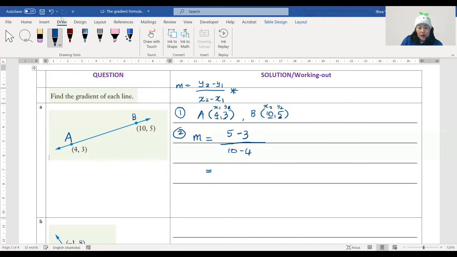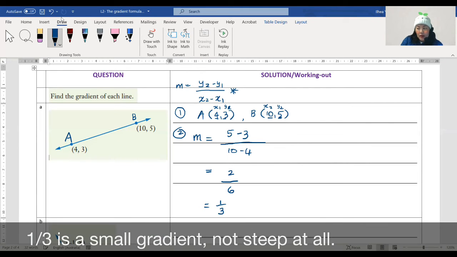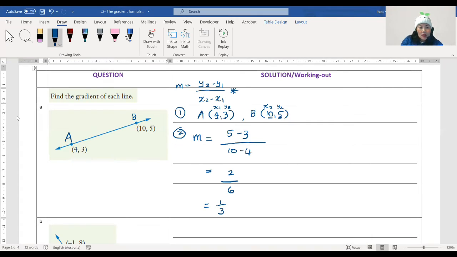So 5 take away 3 is 2, and then 10 take away 4 is 6. I get 1 over 3 as my gradient. Okay, that's not too bad. What happens if I choose the other way around? For example, I'm going to make A, 10 and 5, my first point, and then 4 and 3 as my second. Let's see if we can get the same gradient.